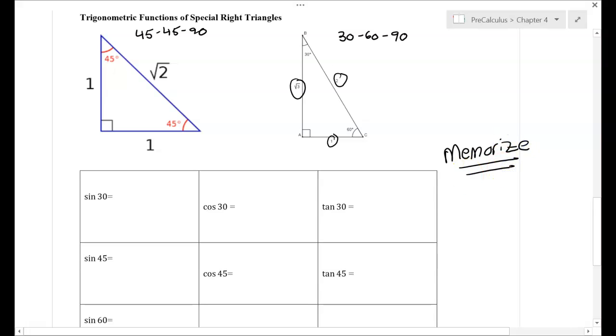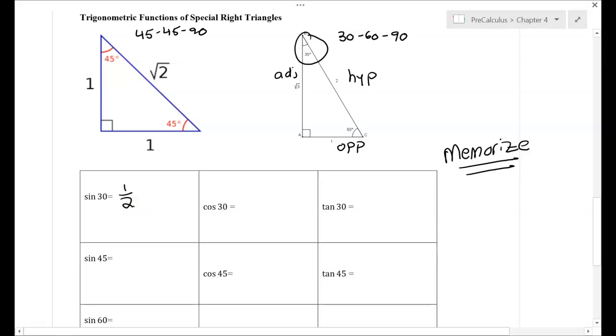Will save you a lot of time. So sine of 30. I'm going to go to my 30, 60, 90 triangle. My angle's up here, so adjacent is the root 3, hypotenuse is the 2, and opposite is the 1. Sine of 30, opposite over hypotenuse, I get 1 over 2.